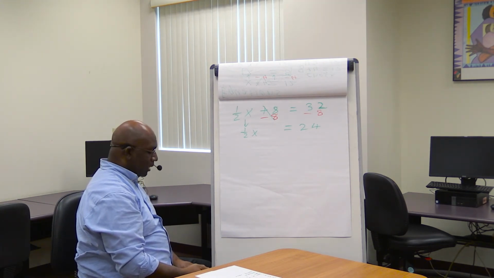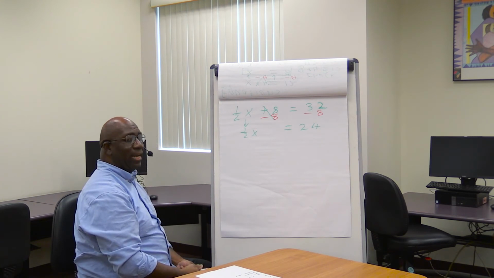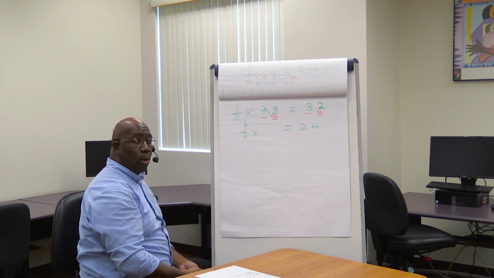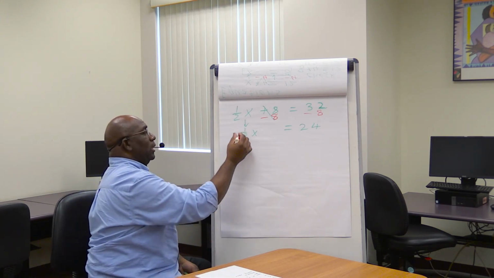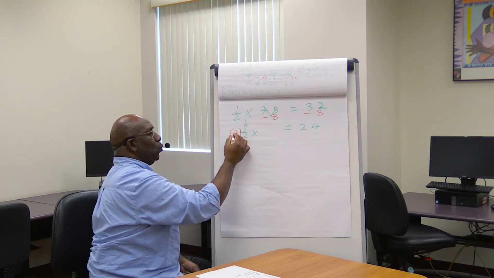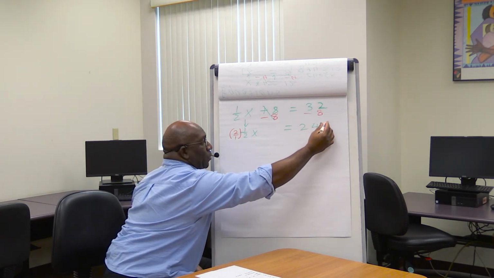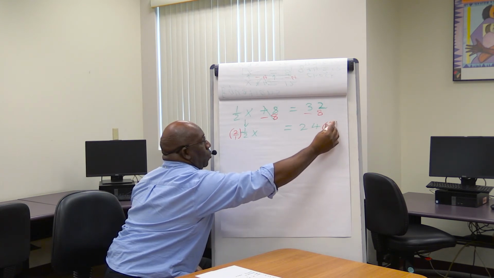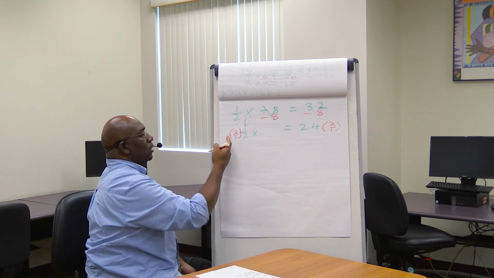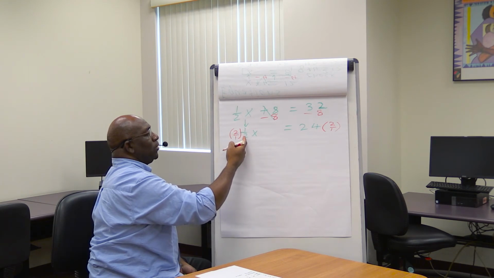Next, in order to get rid of a half, which is technically considered a division, 1/2 is actually 1 divided by 2. Get rid of that 1/2 by multiplying by 2 over 1. Whatever I do to one side, I must do to the other side, 2 over 1. So, the 2 times 1 is 2. 1 times 2 is 2.